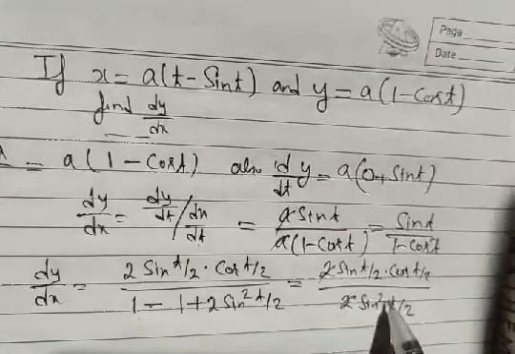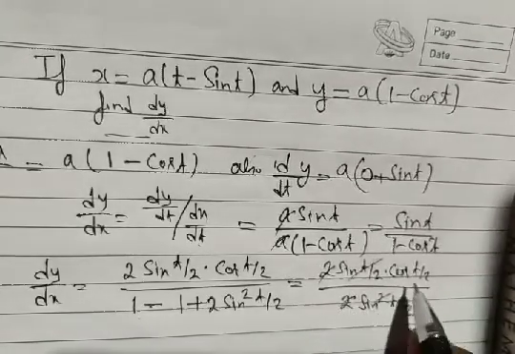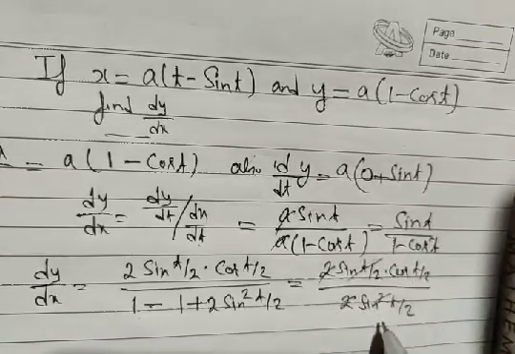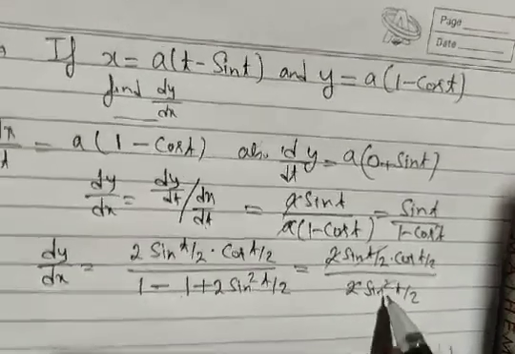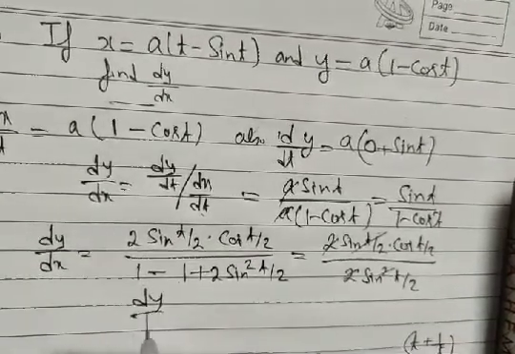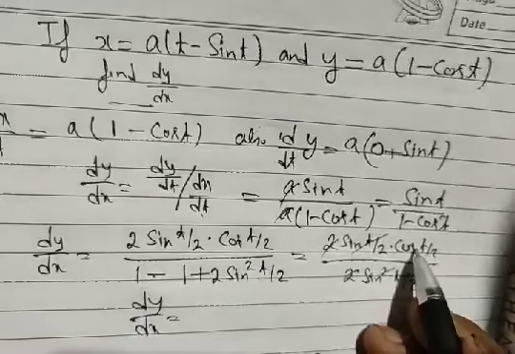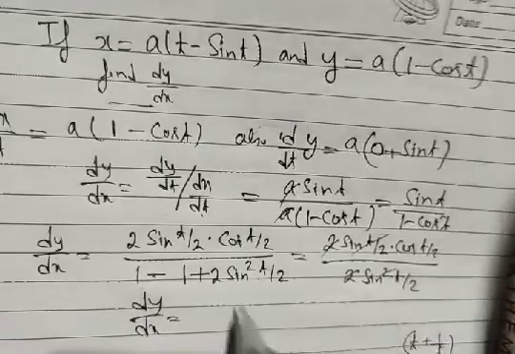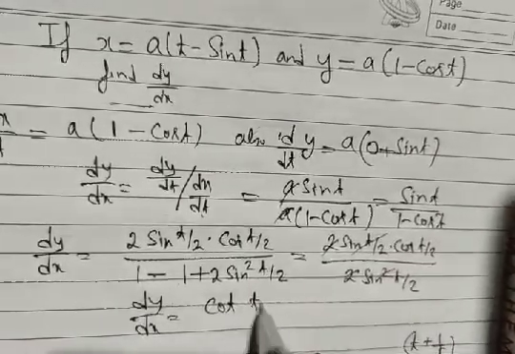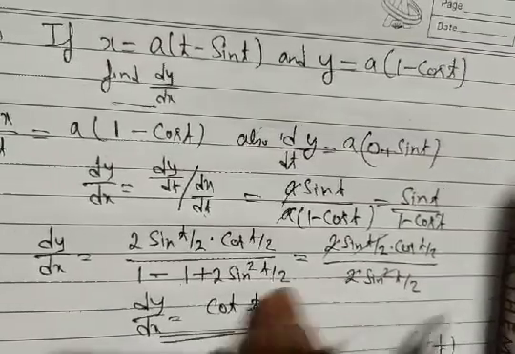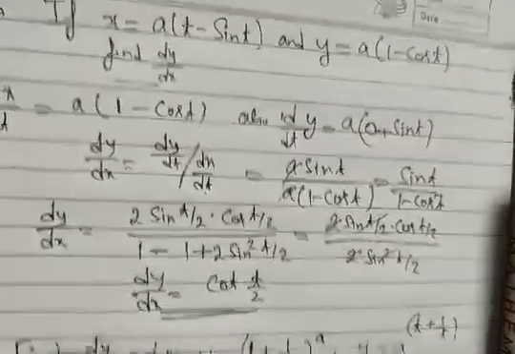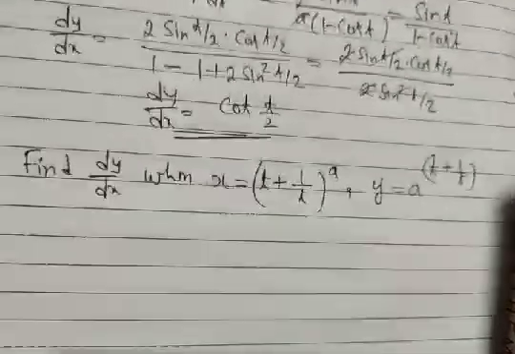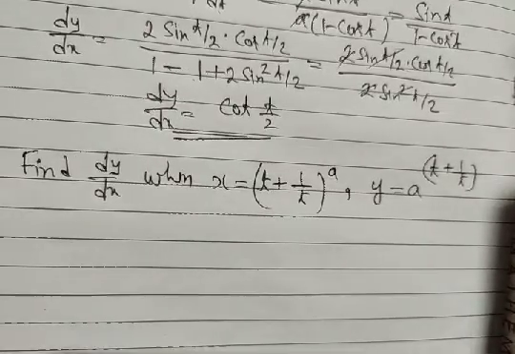Now this 2 and 2 cancel, and this sin t/2 cancels one of the sin t/2. Then what do we have? We have cos t/2 and one sin t/2. Then our dy/dx in the simplest form is cos t/2 upon sin t/2, which is cot t/2. This is our required answer, cot t/2. Now we are going to move on to another example.